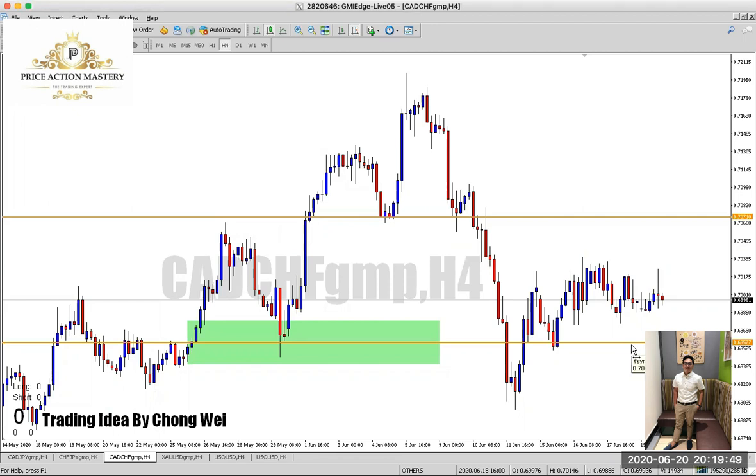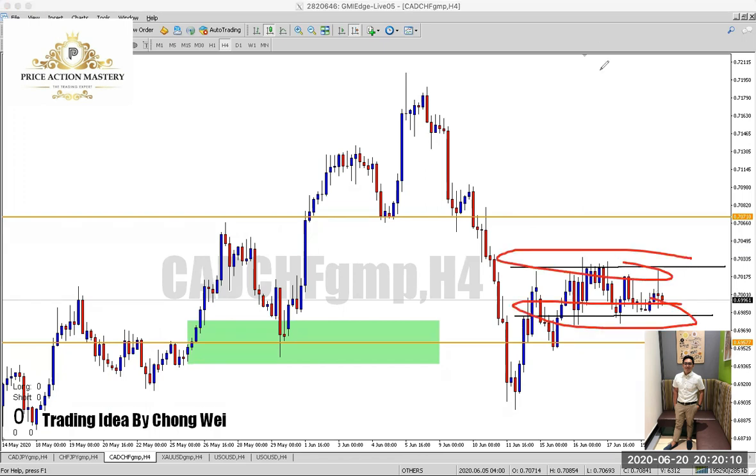So CHF also sells, but currently they are in a trap between support and resistance. So we call it a range market. If you are a range trader, this is your opportunity. Just take an easy buy, easy sell.